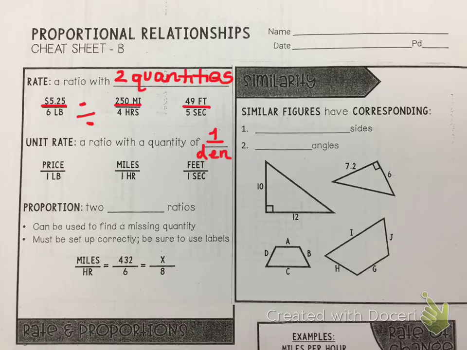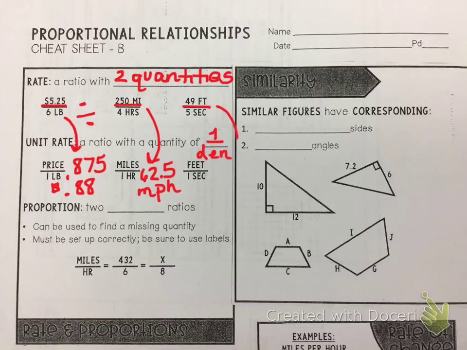So for example, if we actually divide for that first one, we're going to get 0.875, which, since we want money, would be about 88 cents per pound. For this one, if we divided 250 divided by 4, we'd get 62.5 miles per hour. And for the last one, 49 divided by 5 would give us 9.8 feet per second.